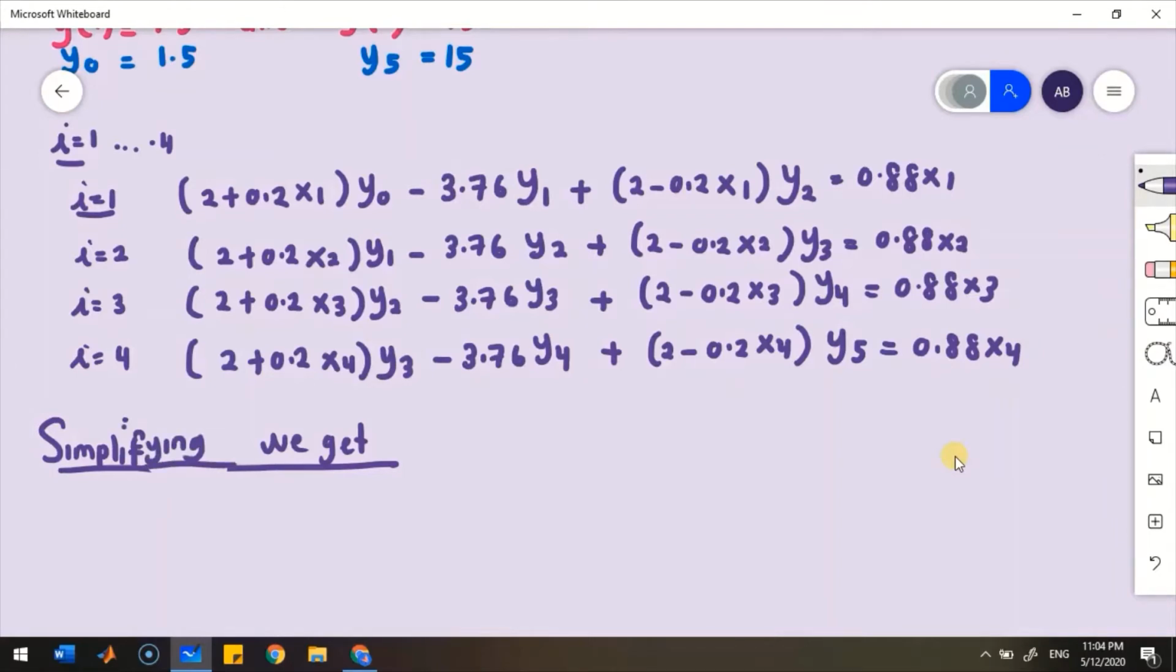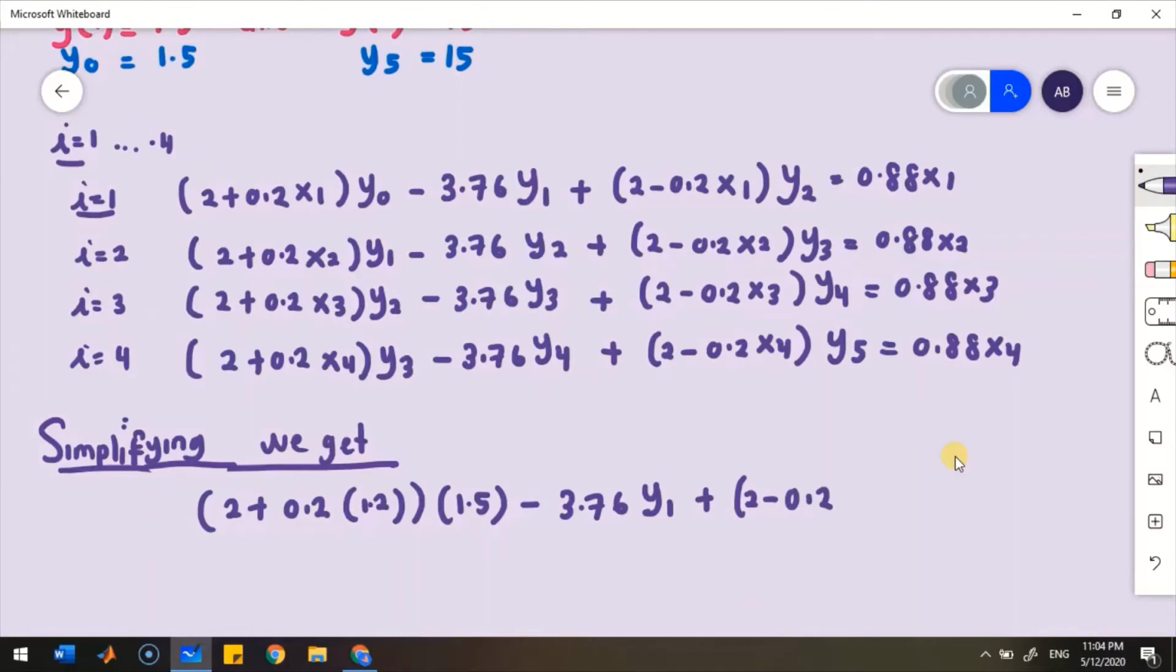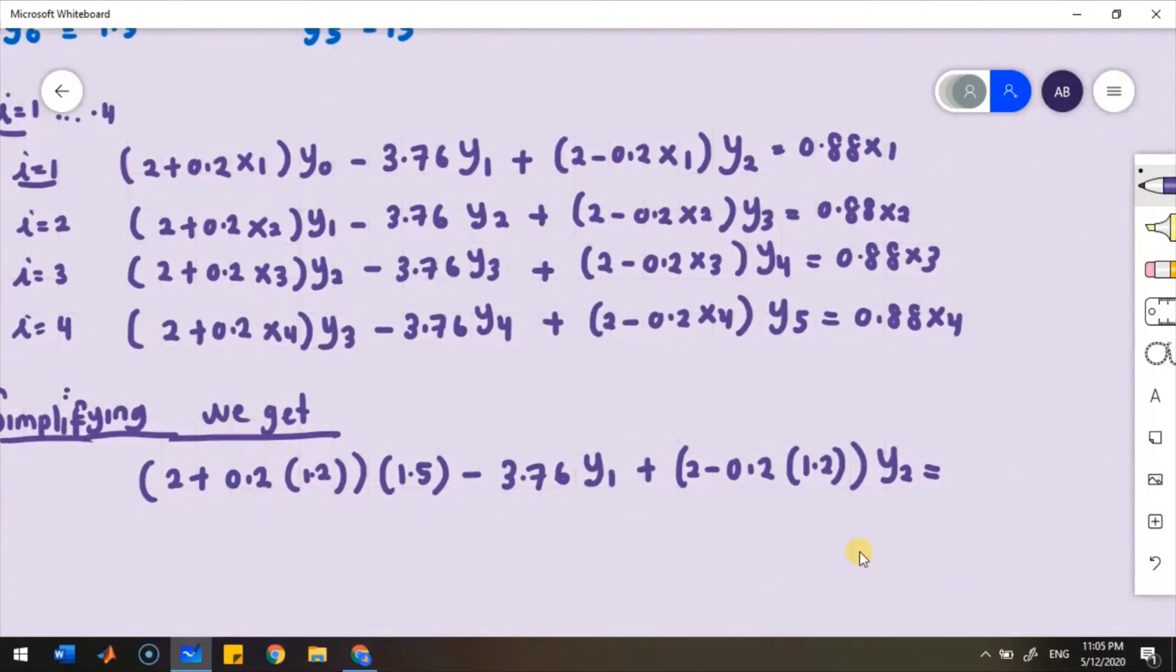Simplifying. So what we have here: 2 plus 0.2, we have already said my x1 is 1.2, and then my y0 is 1.5. Minus 3.76, we don't know that, y1. Plus 2 minus 0.2, again x1 is 1.2, we don't know y2, equals to 0.88 times 1.2.